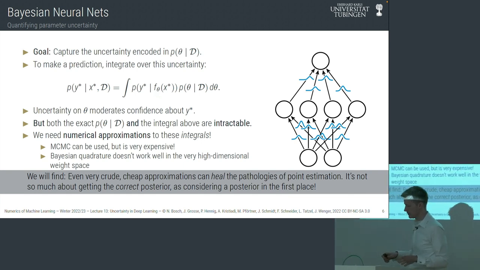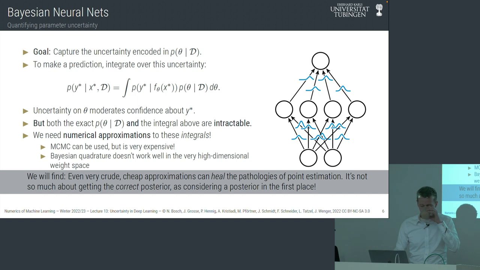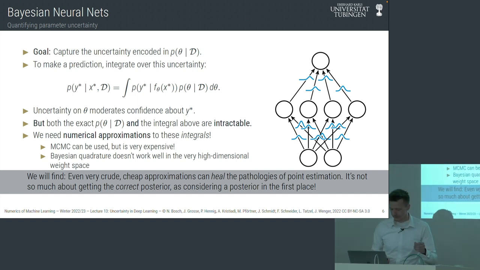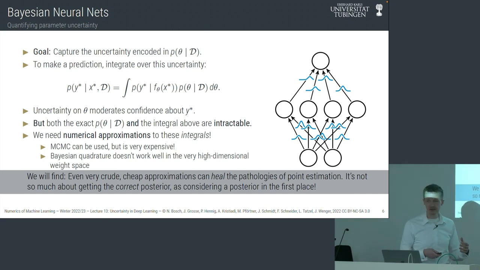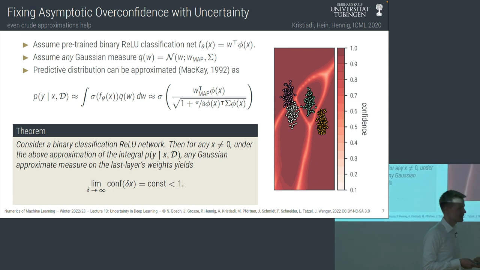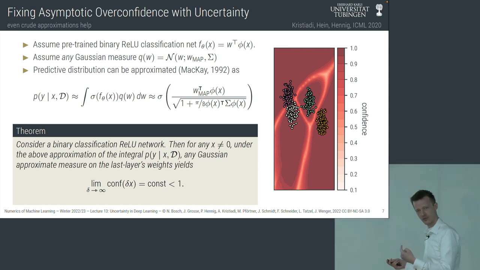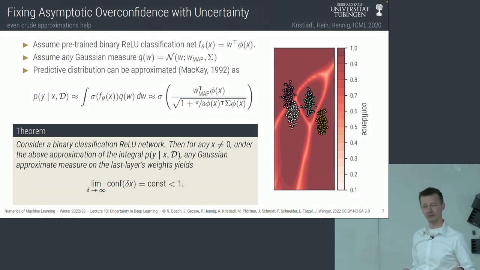So let me show you how this works. First of all, there is a surprising result due to Agustinus. If he were here, he could give you the full story, which is that this problem with overconfidence that I've just showed you in an example can actually be healed by being Bayesian about the weights, period. Not by computing the correct posterior, but by adding any probability distribution to the weights. So the paper actually has the title, Being Bayesian, Even Just a Little Bit, Fixes Overconfidence.